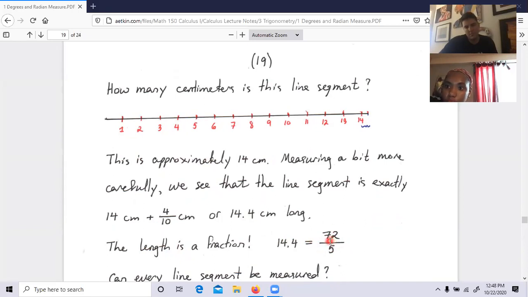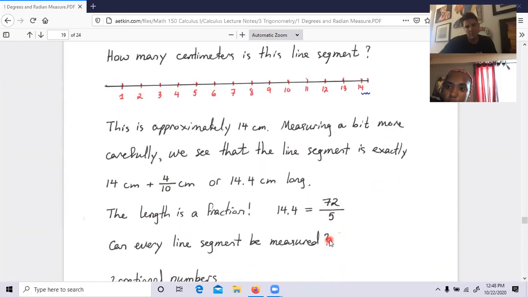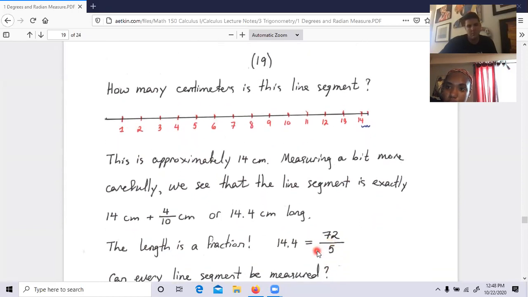You understand? So when you say all is number, in a sense, you're just saying I can take a line segment, a piece of space, and I can measure it. Yes? So every line segment can be measured. Do you agree with that statement, guys? Every line segment, I can measure it.